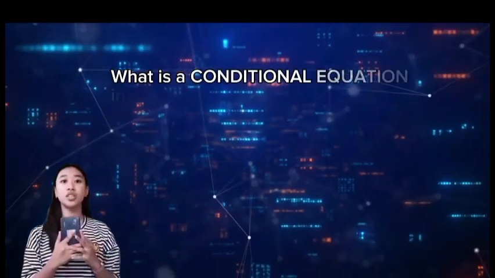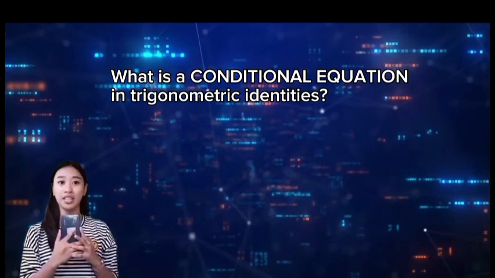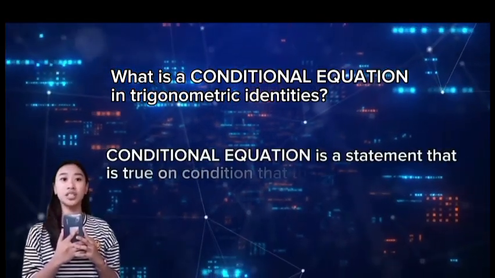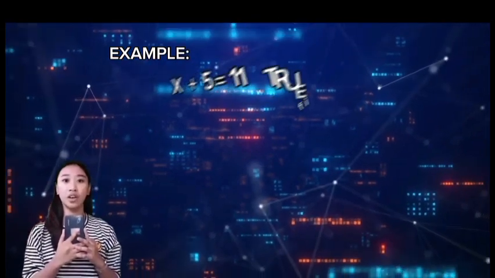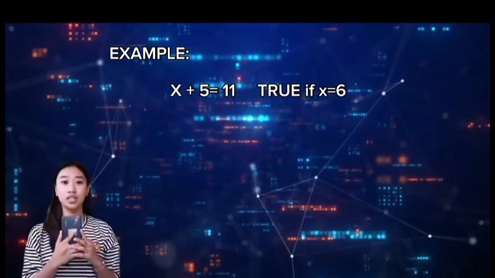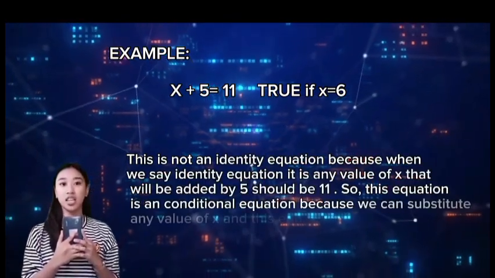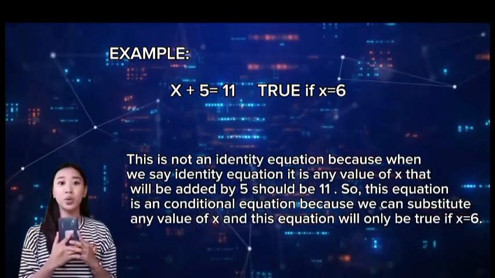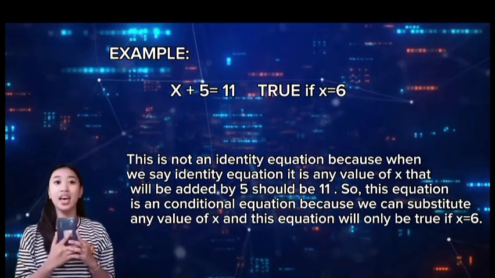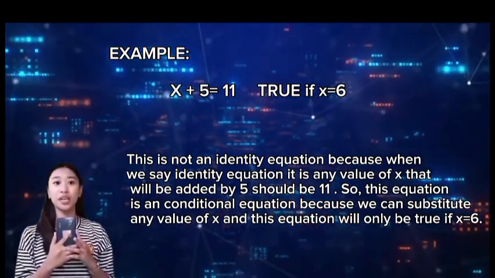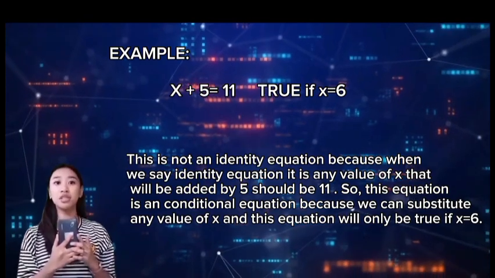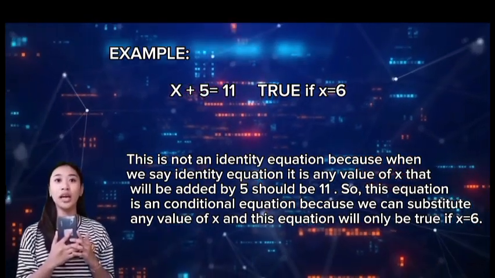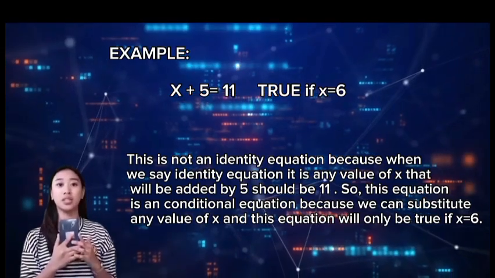Next, what is a conditional equation? A conditional equation is a statement that is true on condition that the variable is replaced with the correct value. Example: x plus 5 equals 11, true if x is equal to 6. This is not an identity because for an identity, any value of x added to 5 should give 11. So this is a conditional equation because we can substitute any value of x, and this equation will only be true if x is equal to 6.